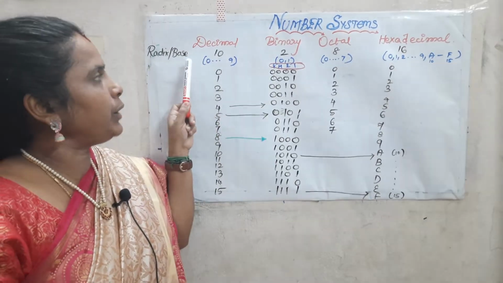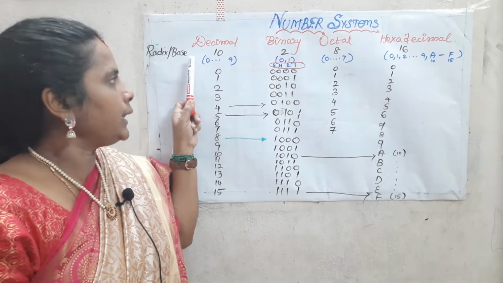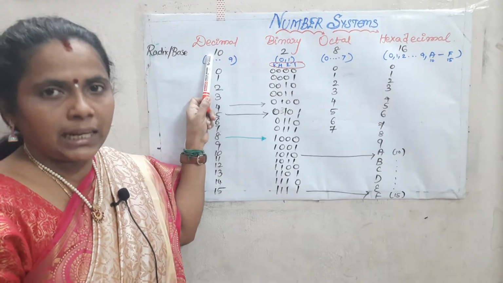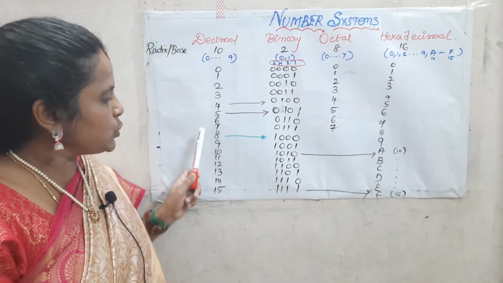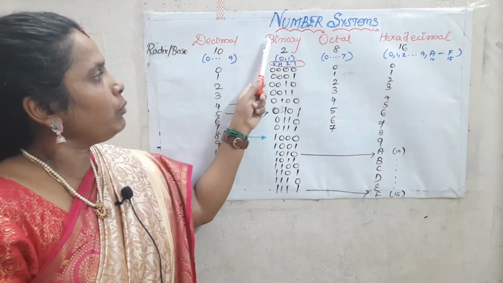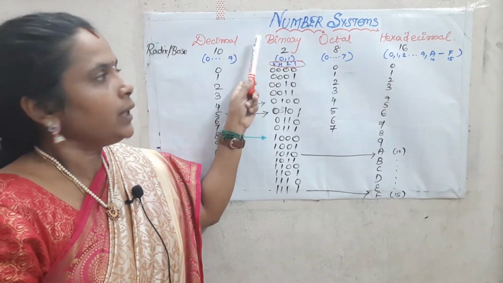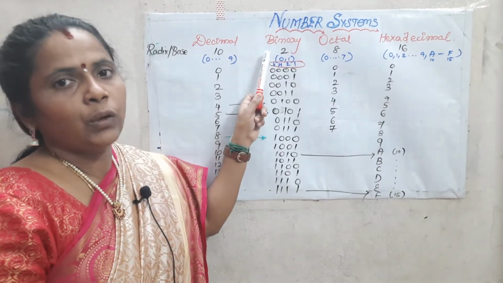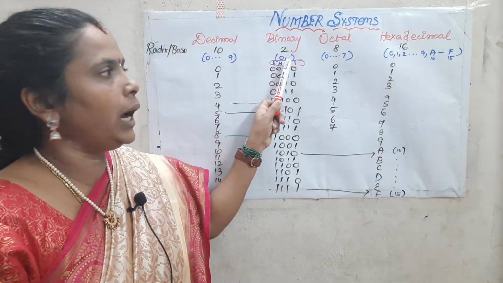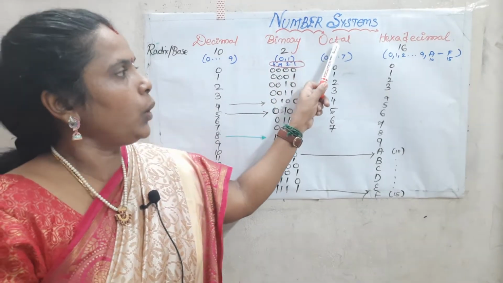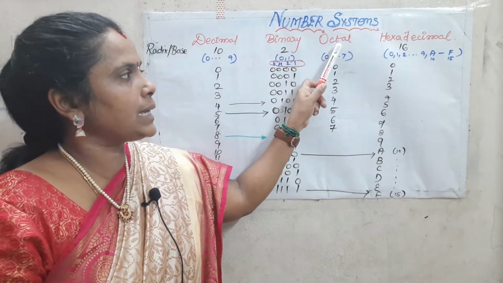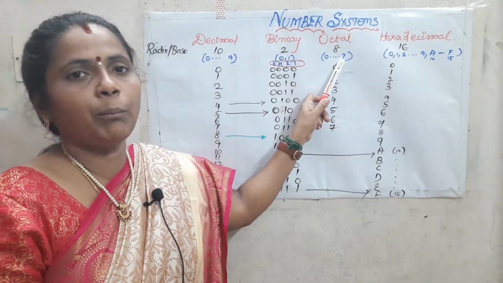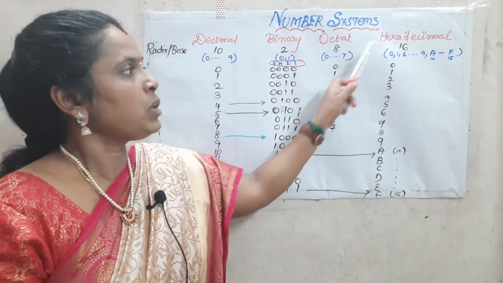For example, in decimal the radix or the base is 10, which means you can have the numbers from 0 to 9. When we move on to binary, the radix is 2. That means we can use two numbers, 0 or 1. When we move on to octal, the number of digits is 8. That means the radix or base is 8, so we can use the numbers from 0 to 7.